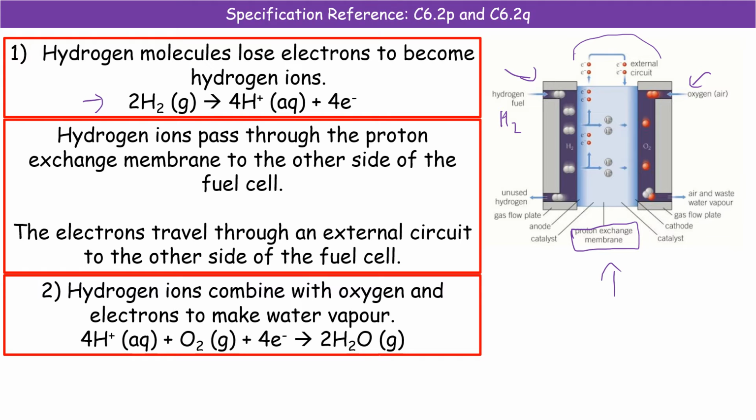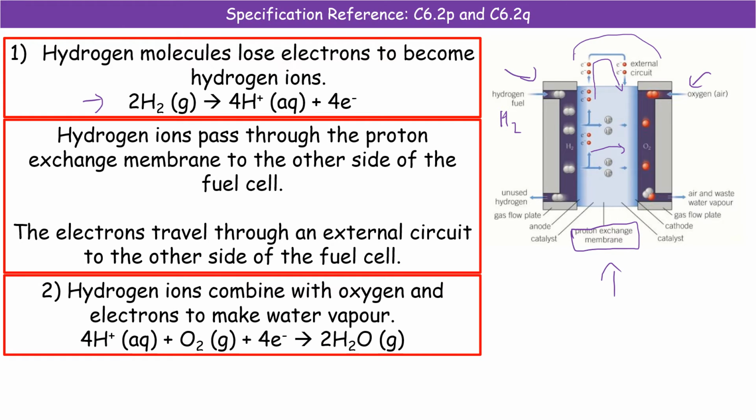Now, we've got a proton exchange membrane in the middle. Hydrogen ions, also known as protons. So the hydrogen ions are going to move through the proton exchange membrane from our left side to the right-hand side of our fuel cell. The electrons that we've released from the hydrogen atoms are going to travel up through this external circuit and then back in on the other side of the fuel cell.